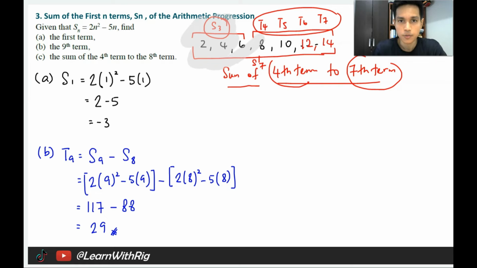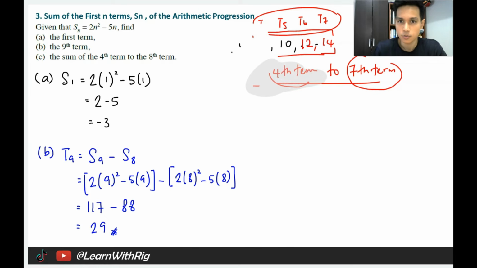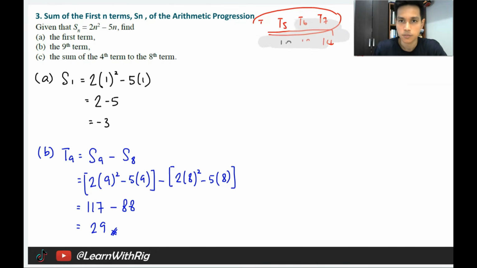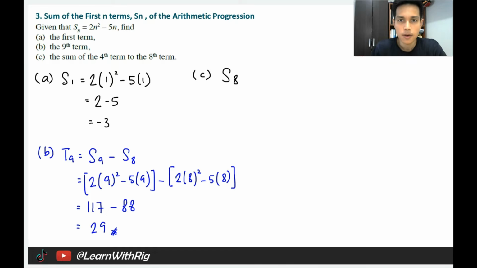Okay, so I hope you guys understand this, but if you don't understand, no worries, there are a lot of exercises to help you with this. Alright, so let's do this together. So question C, you want to find the sum of the 4th term to the 8th term, so you take the sum of 8 minus the sum of 3, not the sum of 4, yeah, the sum of 3.